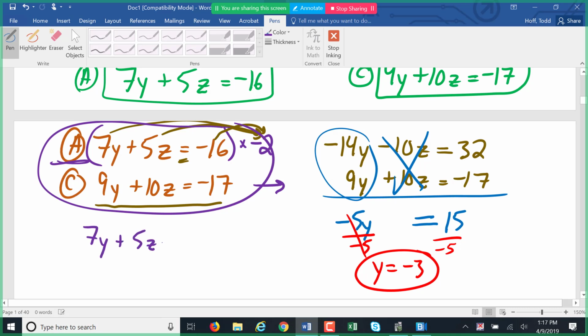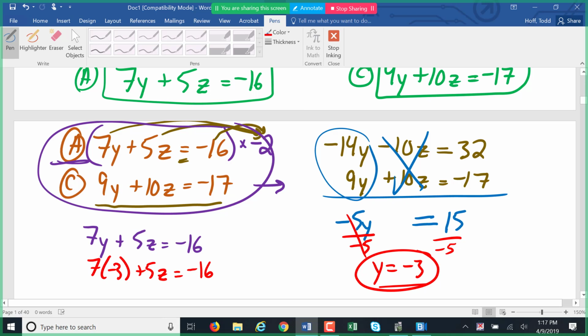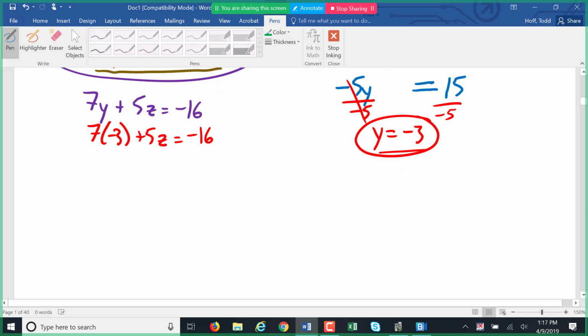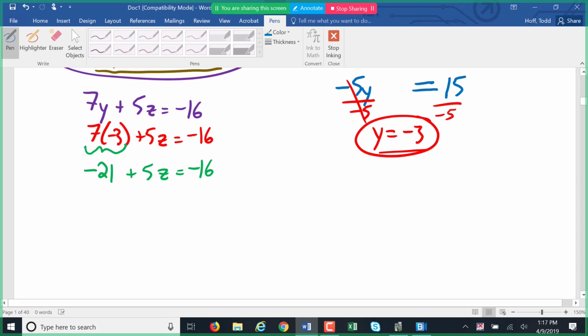7y plus 5z equals negative 16. We're going to put in that y equals negative 3. So 7 times negative 3 plus 5z equals negative 16. Seven times negative 3 is a negative 21. Plus 5z equals negative 16. And now we're just solving.